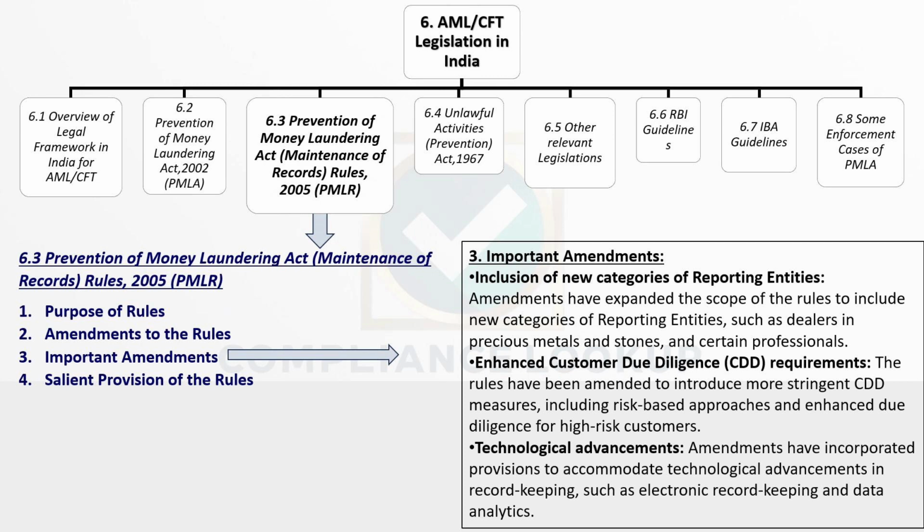Example: a real estate agent who helps a client buy property with cash needs to report this transaction, especially if it involves unusually large sums, as it could be an attempt to launder illegal money.